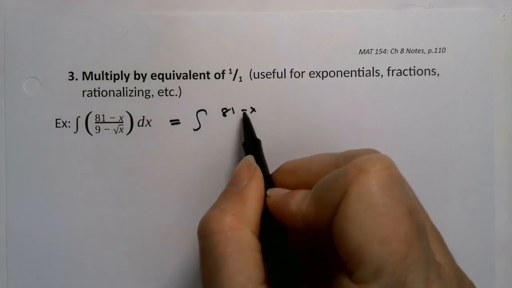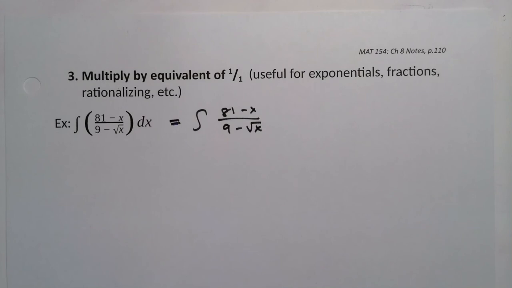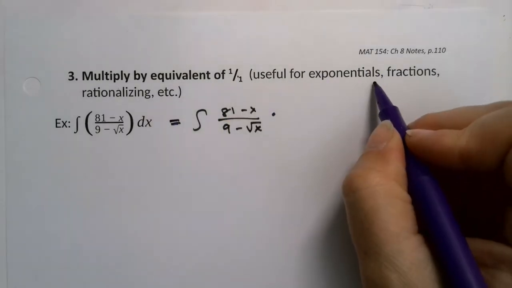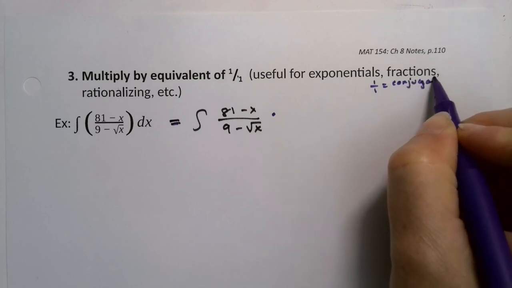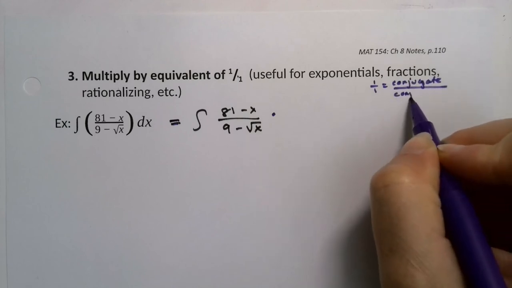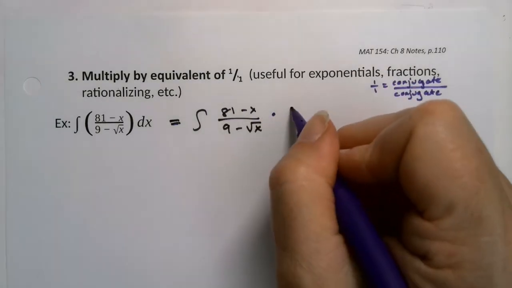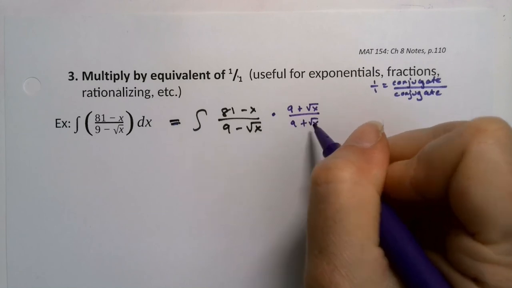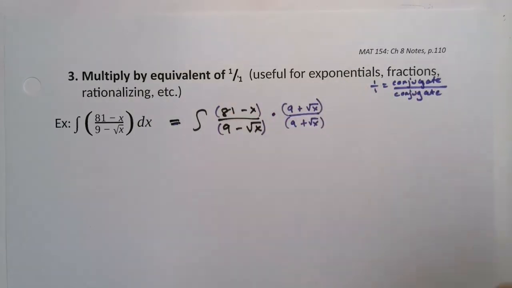81 minus x over 9 minus the square root of x, but I'm going to multiply by a special 1 over 1. I'm going to choose the conjugate over the conjugate. In other words, I'm rationalizing. So I'm going to multiply by 9 plus the square root of x over 9 plus the square root of x. And of course, these are already in parentheses because the division sign is a grouping symbol.